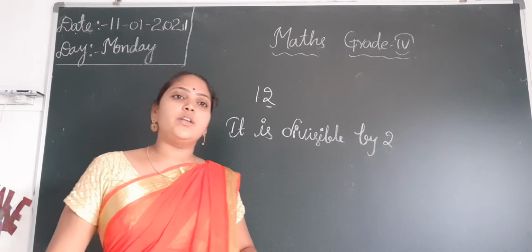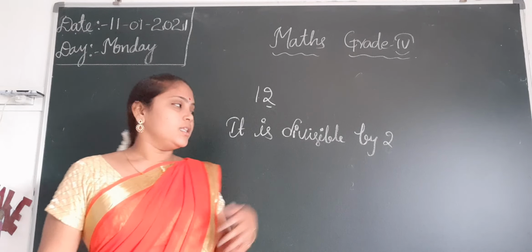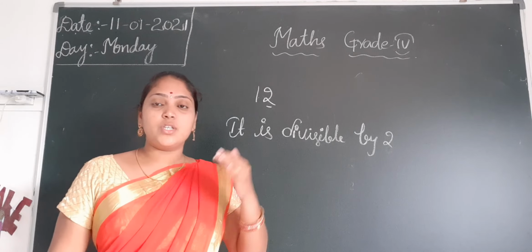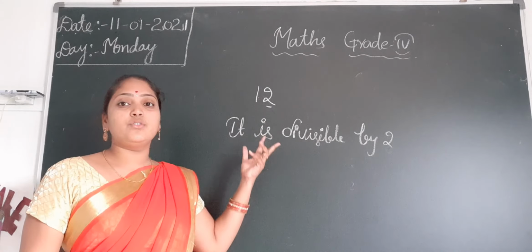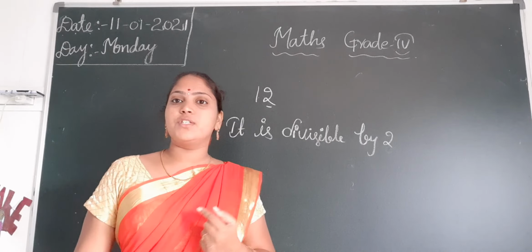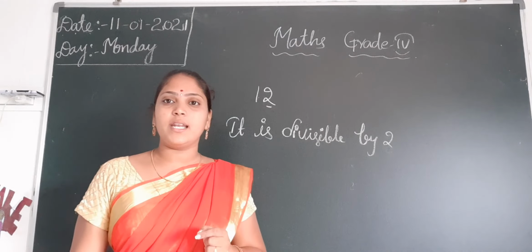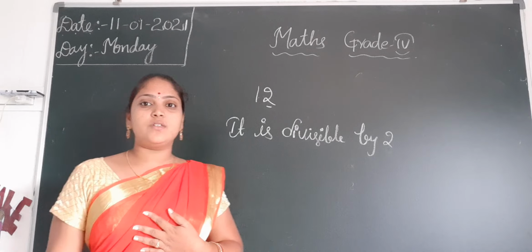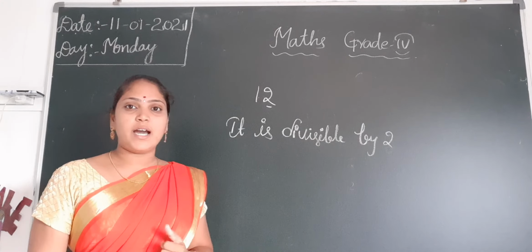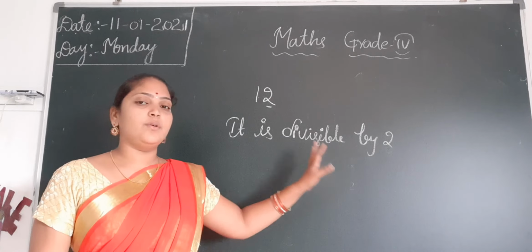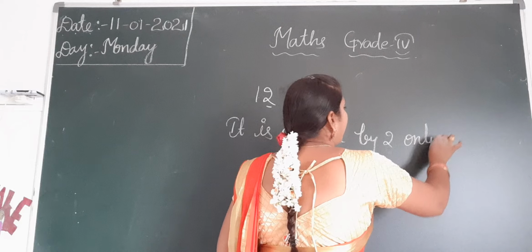What is the divisibility rule of 5? Numbers ending with 0 or 5, means the last digit is 0 or 5. But here it is 2, children, so it is not divisible by 5. Then next, what is the divisibility rule of 10? Numbers ending with 0, but here it is 2, so it is not divisible by 5 and 10. So it is divisible by 2 only.